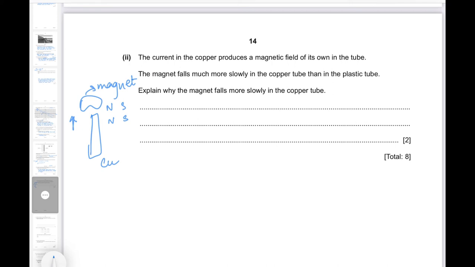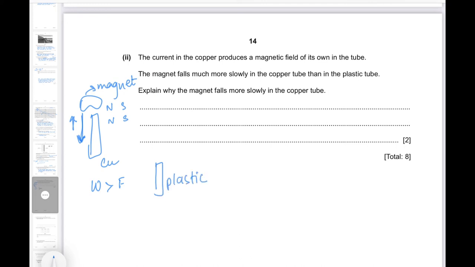But because the magnet will have a weight, or the force which acts downwards, and this weight of the magnet will be greater than the force that's created because of Lenz's law, the magnet will continue to fall, although it would take longer than it would have taken while falling through the plastic tube.